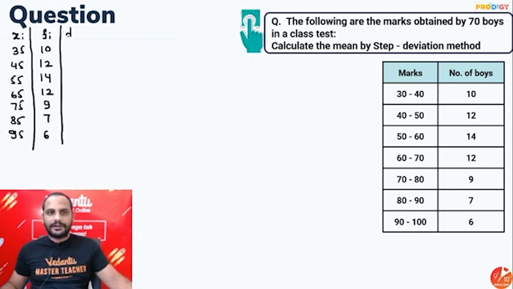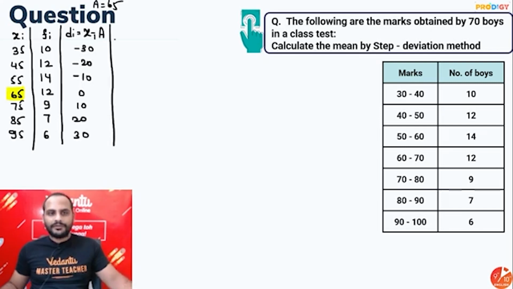First we'll find the deviation di, which is x minus a. Assumed mean: what you will assume the mean to be, take the middle value, 65. 65 is going to be my a. I have taken a as 65. So 35 minus 65 is minus 30, minus 20, minus 10, 0, 10, 20, 30.